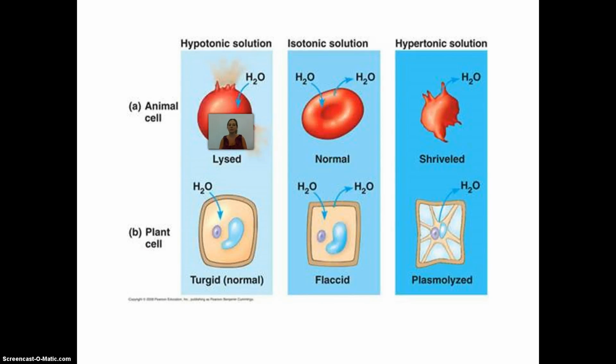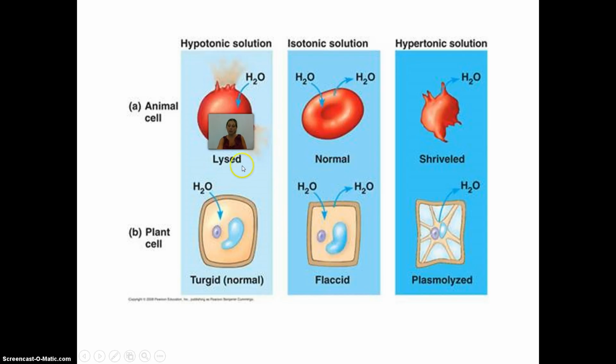Okay, so here are some examples of cells in each of those solutions. So on your notes organizer, tell me what happens to a cell when it's placed in each solution. In an isotonic solution, this is ideal here. Equal amounts of water going into and out of the cell. This is normal, right? Here's a red blood cell in an isotonic solution. Here's a plant cell in an isotonic solution.